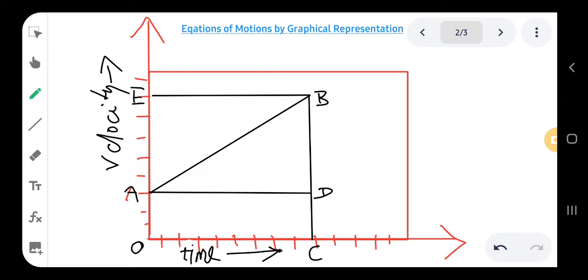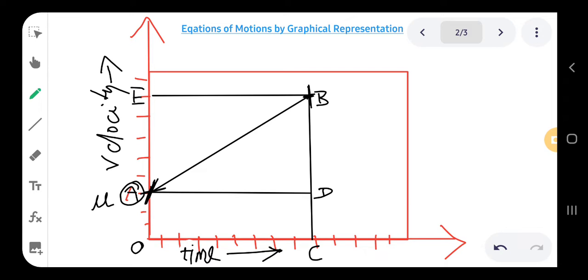Suppose our vehicle is at A, this point. From A to B, this shows that it is in uniform motion. What is our initial velocity? Suppose this line is our velocity line. This is our initial velocity, A is our initial velocity here. So this is our u, and then it increases to v, means it increases to this point.